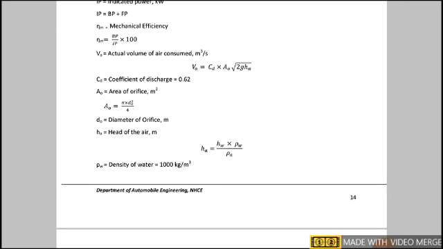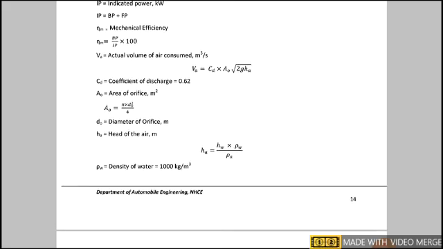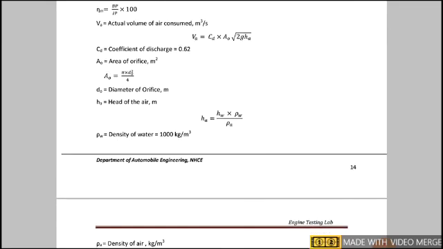So Va is how to find out the volume of air. What is the formula? It is going to be Cd into A into root of 2gH, where Cd is the coefficient of discharge of the orifice, A is the area of the orifice, g is 9.81, and Ha is the height of the air column. So these are the formulas we use to perform the experiment.